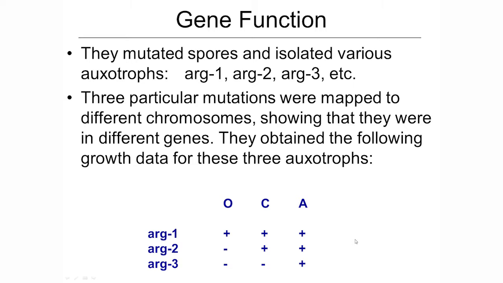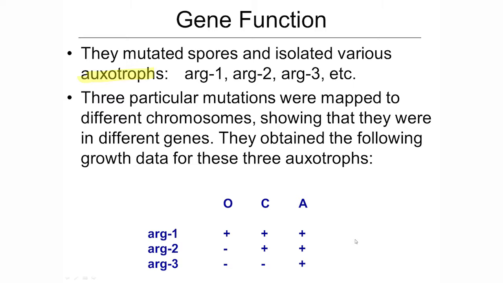They mutated spores of Neurospora and isolated various auxotrophic mutants. We used that term once before. An auxotroph is an organism that is not able to synthesize a vital nutritional compound that the wild type can. So auxotroph means that it needs to be fed that particular item; it has to be supplemented basically in order to grow.